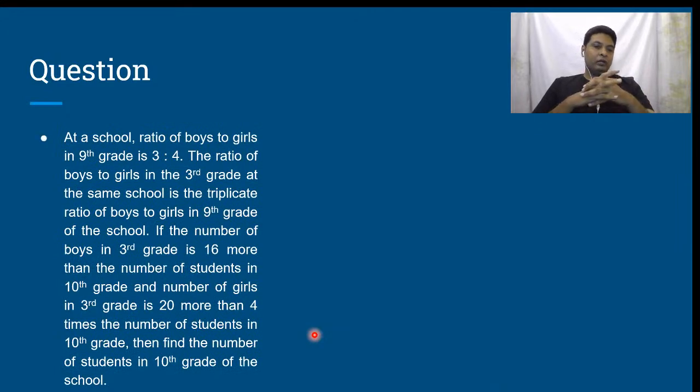At a school, the ratio of boys to girls in 9th grade is 3 is to 4. The ratio of boys to girls in the 3rd grade at the same school is the triplicate ratio of boys to girls in the 9th grade of the school. If the number of boys in 3rd grade is 16 more than the number of students in 10th grade, and the number of girls in 3rd grade is 20 more than 4 times the number of students in 10th grade, then find the number of students in 10th grade of the school.